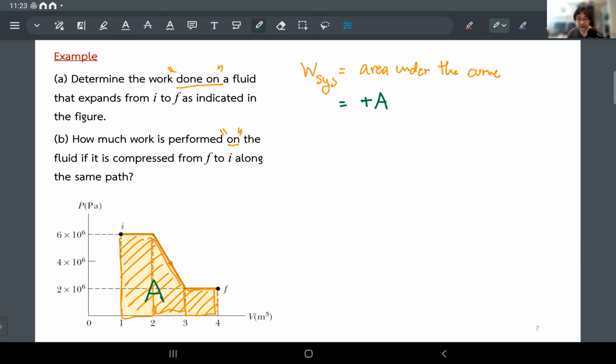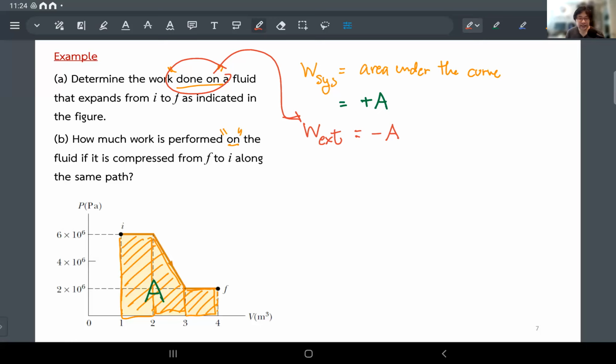If you found the value of the area under the curve, going from I to F is an expansion. So that means the work done by the system is going to be positive of that value of the area under the curve. Got that? And the problem here is asking for the work done on, that means the work done by the external force. It's just going to be negative of that value. Cool? And the value of the capital A is your job to figure out. Sorry, assume that it's easy to do.